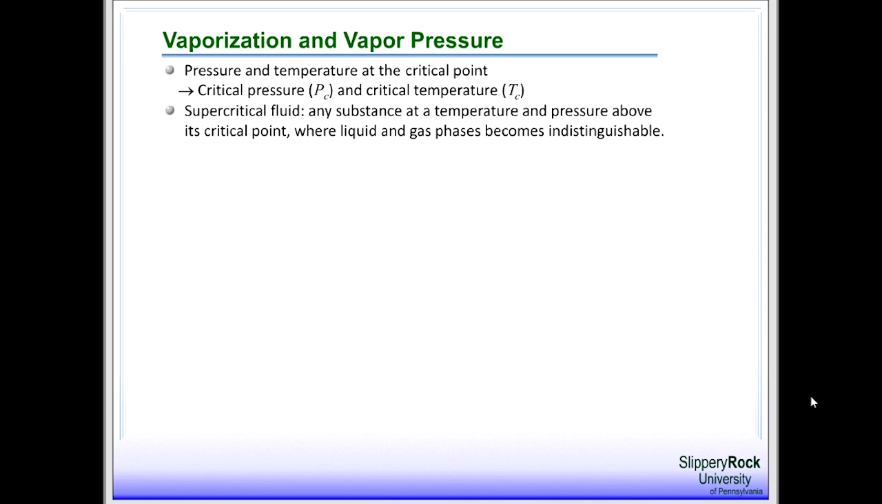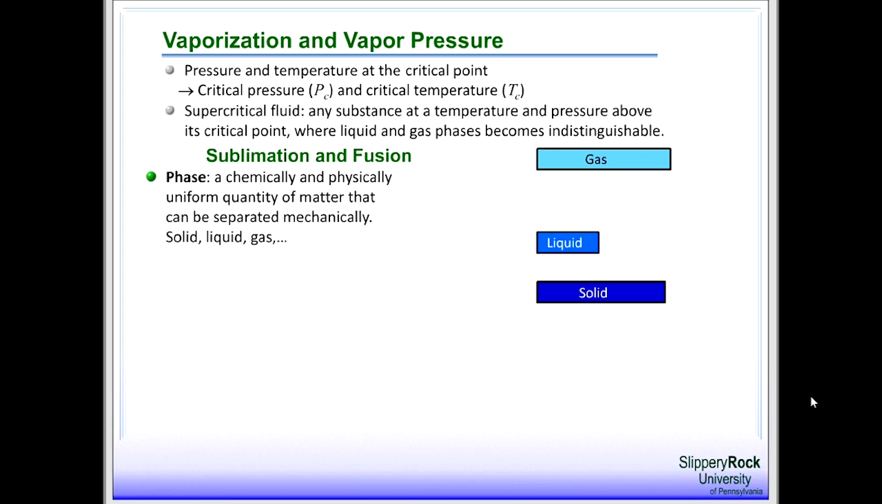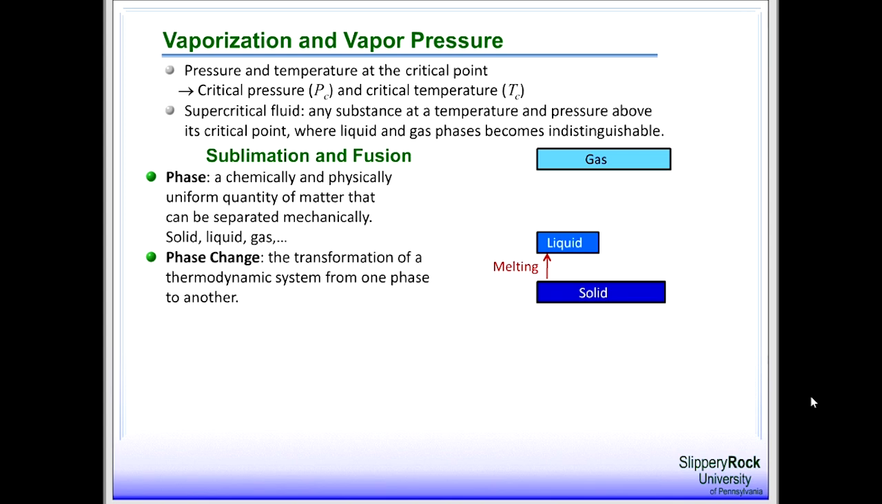Let me clarify several terms that you will encounter frequently in the topic of phase transition. Phase is defined as a chemically and physically uniform quantity of matter that can be separated mechanically. Examples are solid, liquid, and gas. Phase change is the transformation of a thermodynamic system from one phase to another, like melting, which is the phase change from solid to liquid, vaporization, which is the phase change from liquid to gas, and sublimation, which is the phase change from solid to gas.